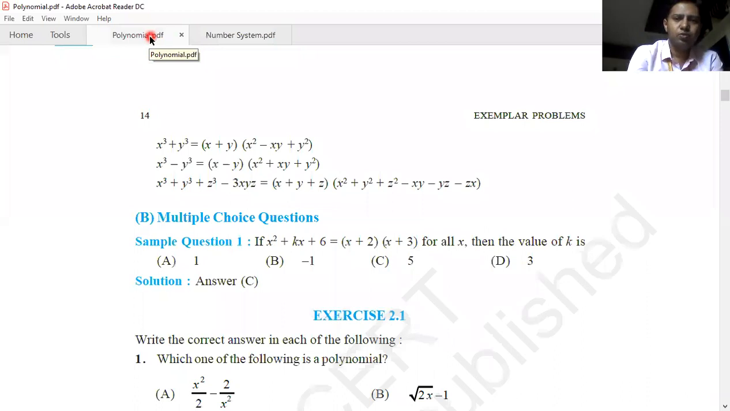Now, we have x square plus 4x kx plus 6 is equals to x plus 2 x plus 3 for all values of x. Then what is the value of k? So if I multiply this x plus 2 and x plus 3, that will be x square plus 5x plus 6 directly, or general multiplication. If I consider the identity of x plus a into x plus b, that will be x square plus a plus b into x plus ab. So it will be x square plus 5x plus 6. While equating with x square plus 5x plus 6, k is equals to 5. That is answer C.